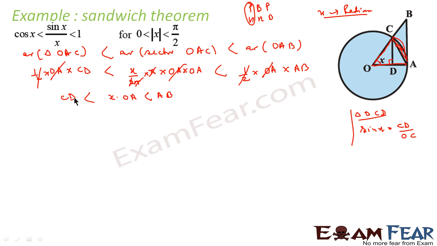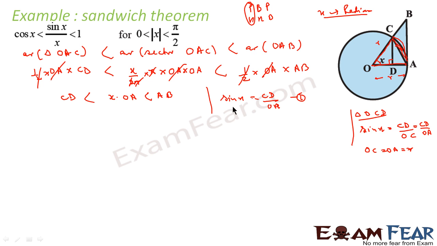But we don't have OC here. We have CD, and we have OA and AB. We can see that OC is R, and OA is also R, because both these are radius. So we can write OC is equal to OA. So we can write this CD by OC as nothing but CD by OA. With that we have CD and OA in this equation. So the first equation we get here is sin x is equal to CD by OA. That is the first equation we have.